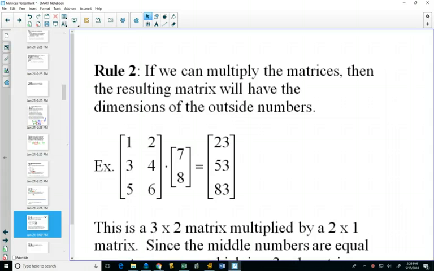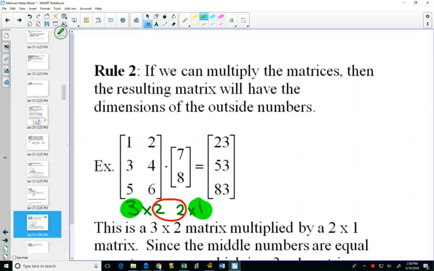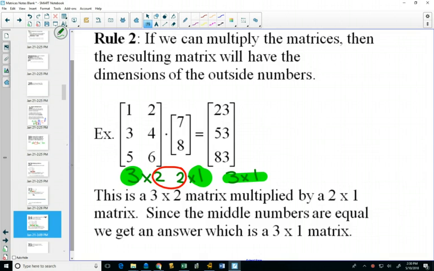Rule 2. If we can multiply them, then the resulting matrix will have dimensions of the outside numbers. So what does that mean? Well, this was a 3 by 2, and this was a 2 by 1. So our middle numbers were the same, and my outside numbers here become the dimensions of my answer, 3 by 1. So since the middle numbers are the same, we're allowed to multiply, and once we're allowed to multiply, we'll be able to tell how big our answer is by those outside numbers.